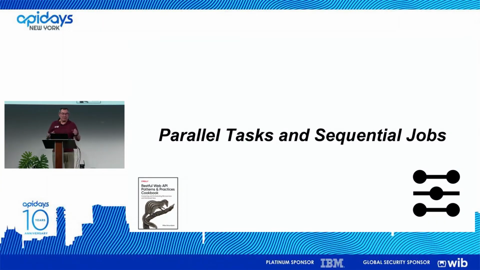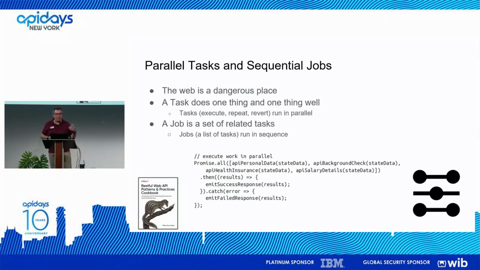Now I want to take a little side conversation here and talk about parallel and sequential jobs. We kind of skip over a lot of this, but the way I'm talking about this in the system that I use, the problem is the web is really a dangerous place. A task is one thing that you do really well, and that's where you execute, repeat, revert, or cancel.